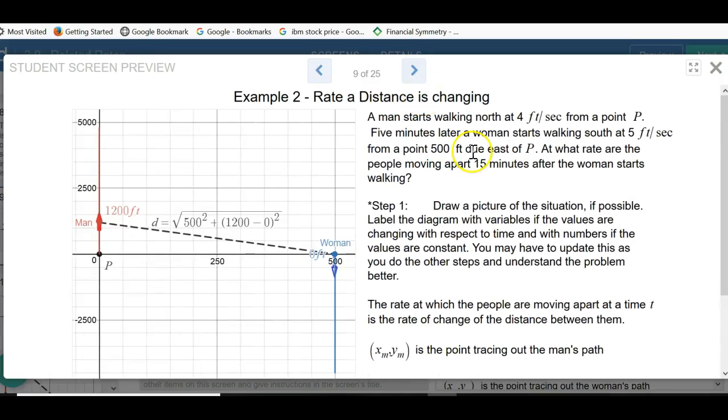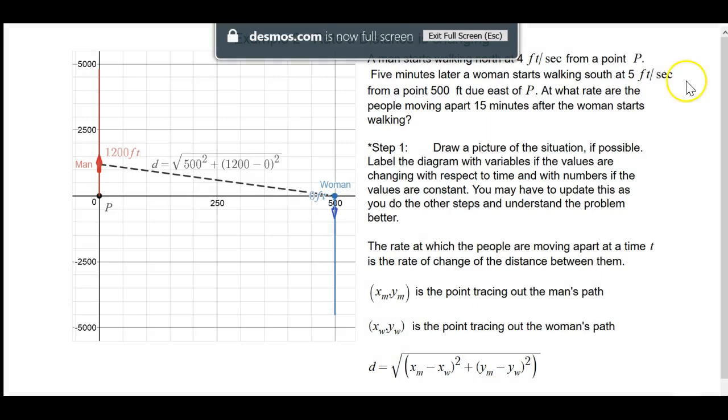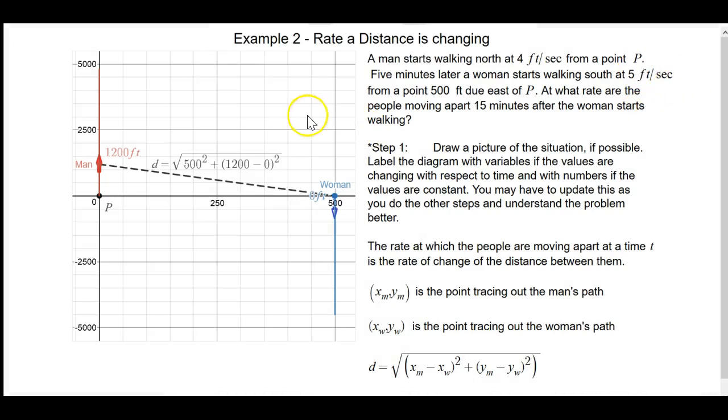Let's look at another example. This time we're going to look at the rate that a distance is changing. So we have a man walking north at 4 feet per second from a point P, and then 5 minutes later a woman starts walking south at 5 feet per second from a point 500 feet due east. And we want to know at what rate they're moving apart 15 minutes after the woman starts walking. So step 1, draw our picture, and this picture shows when the woman would start walking.